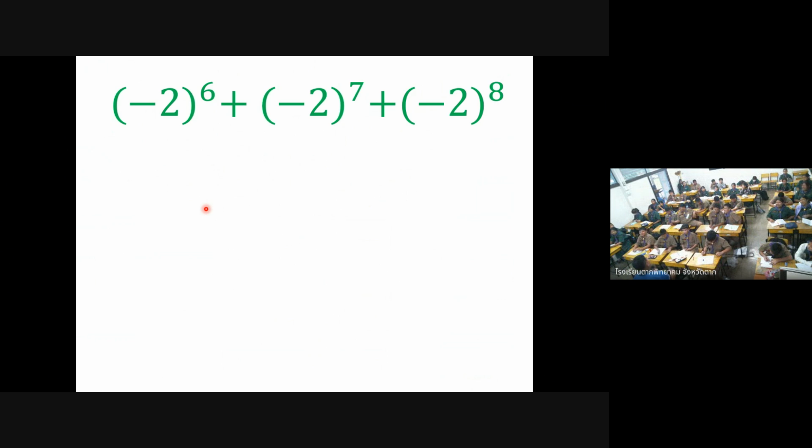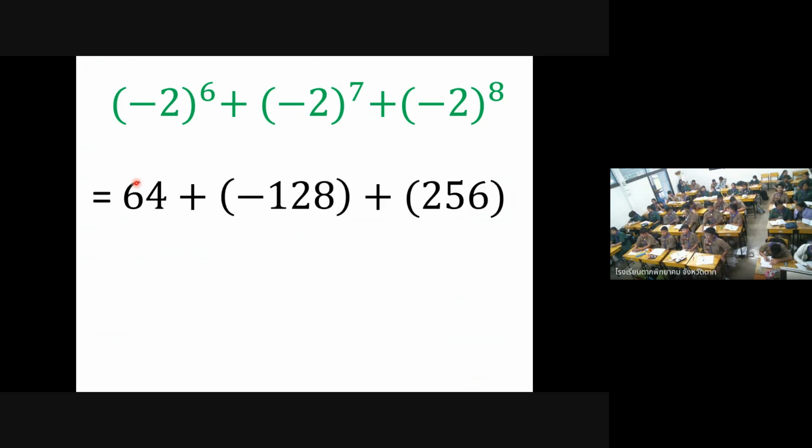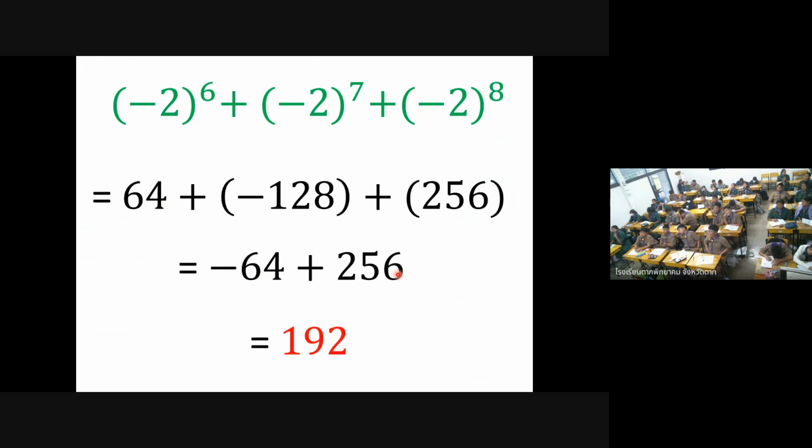Okay. Negative 2 to the power of 6 is 64. Negative 2 to the power of 7, negative 128. Negative 2 to the power of 8 is 256. 64 plus negative 128, that's negative 64. Plus 256, that is 192.